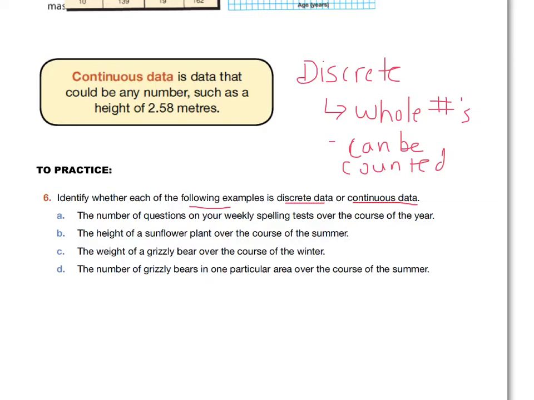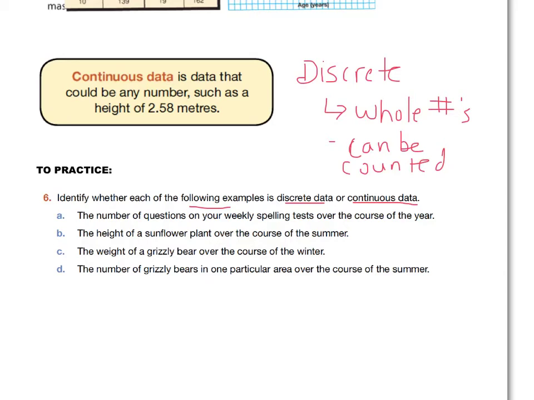B, the height of a sunflower plant over the course of a summer. Press pause and do that now. C, the weight of a grizzly bear over the course of a winter, discrete data or continuous data. Press pause and do that now. D, the number of grizzly bears in one particular area over the course of the summer, discrete or continuous data. Press pause and do those now. Make sure to discuss carefully with your elbow partners.